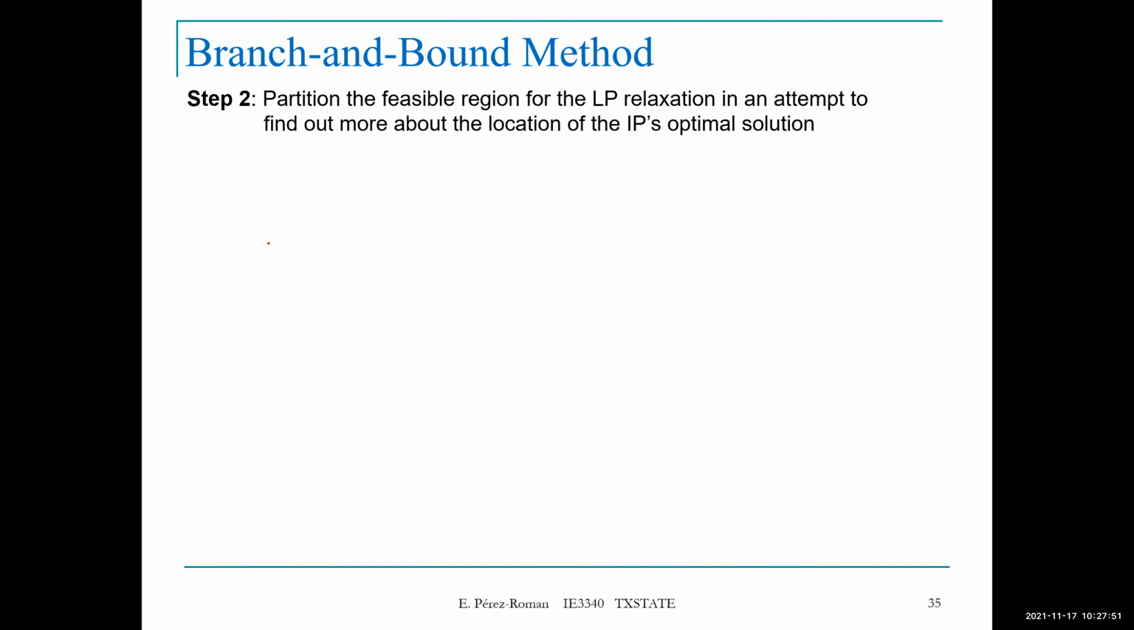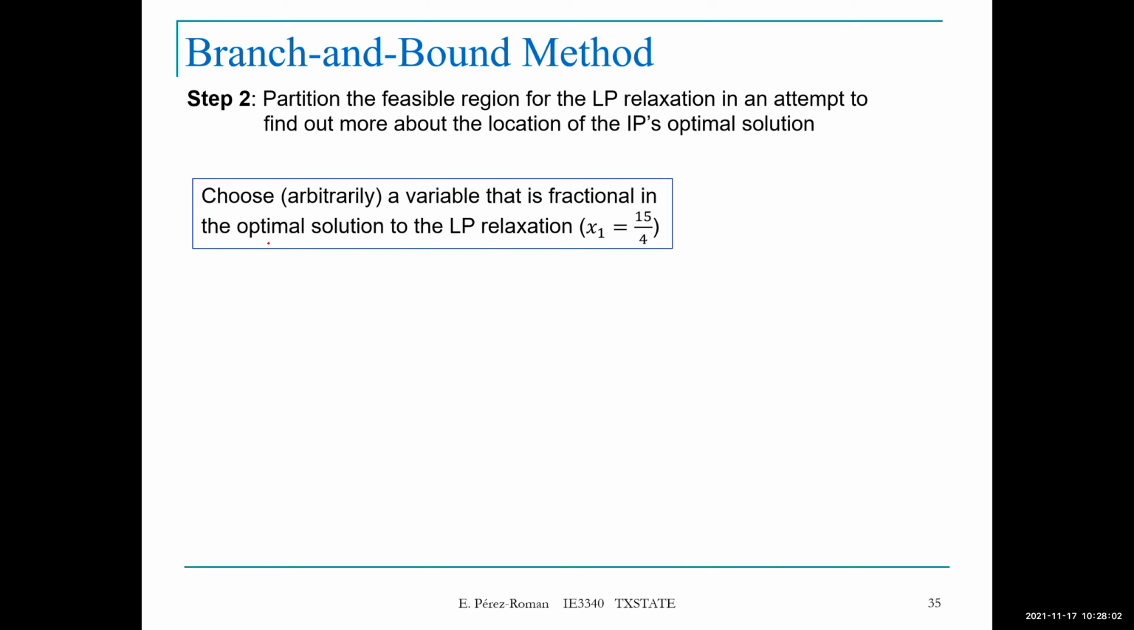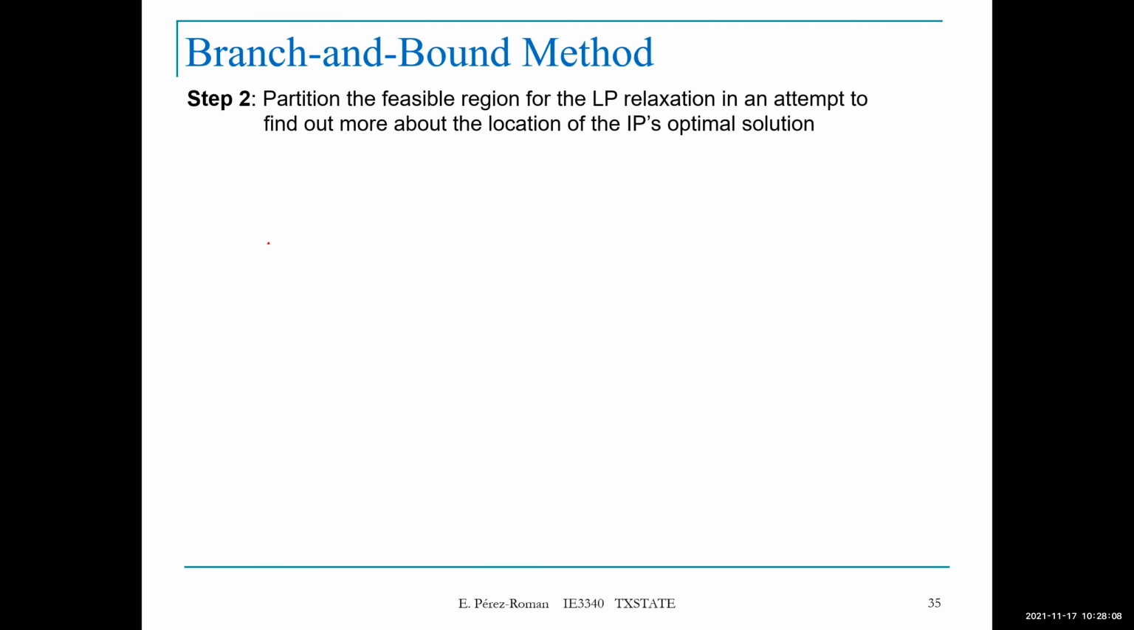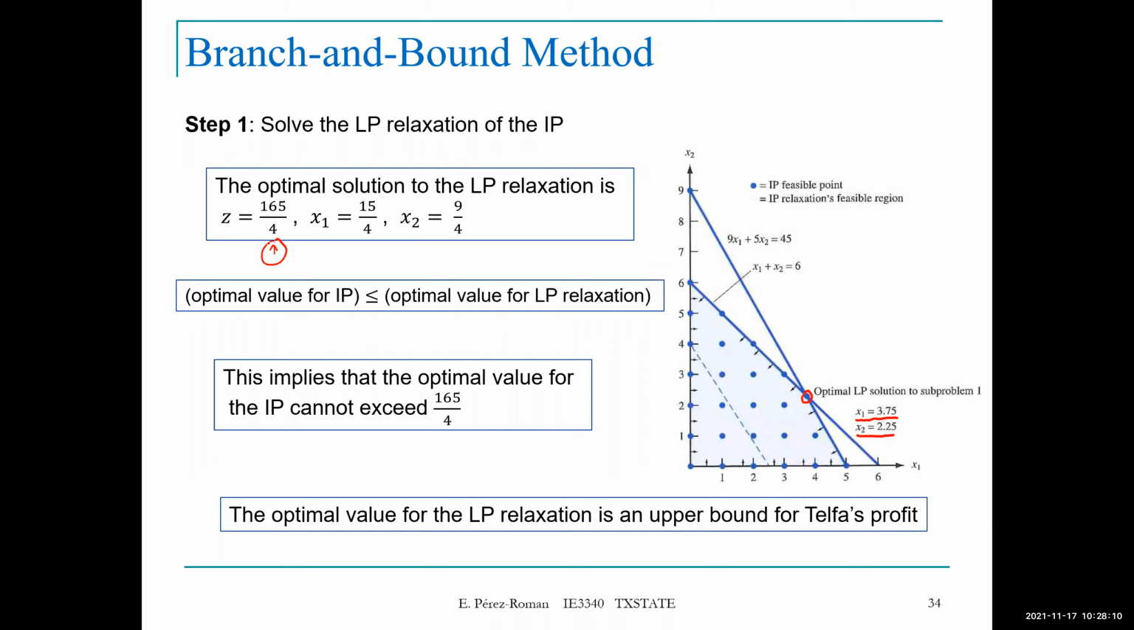Step number 2: we're going to partition the feasible region for the LP relaxation in an attempt to find out more about the location of the IP's optimal solution. So we're going to choose arbitrarily a variable that is fractional in the optimal solution to the LP relaxation. You can choose either one. In this case, both of them are fractional, so we're going to choose one of them arbitrarily because we are going to explore using that decision variable. In this case, we're going to choose x1.